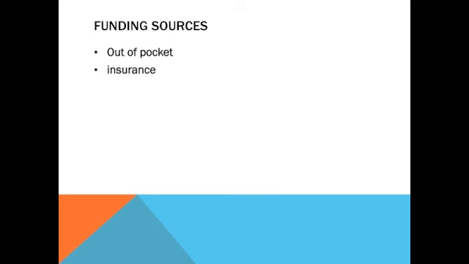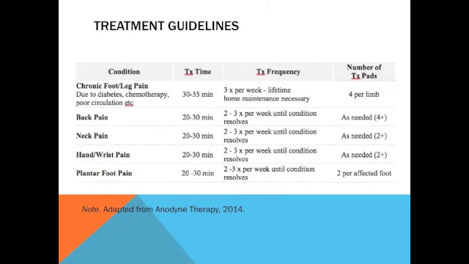To purchase the Anodyne system, it's funded out of pocket, especially to purchase the device. The treatments can also be funded out of pocket, but it can also be billed to insurance companies if the therapist bills it as a therapeutic exercise or as gait training. If they bill it in this manner, Medicare or other insurance companies can reimburse for the treatment.